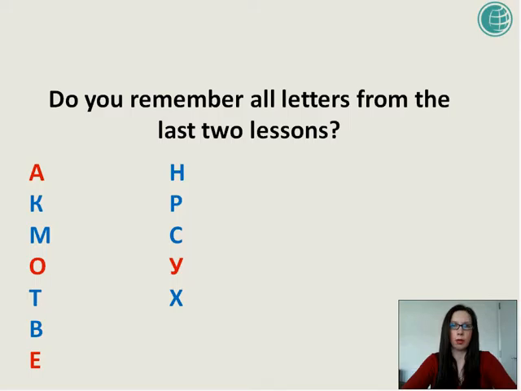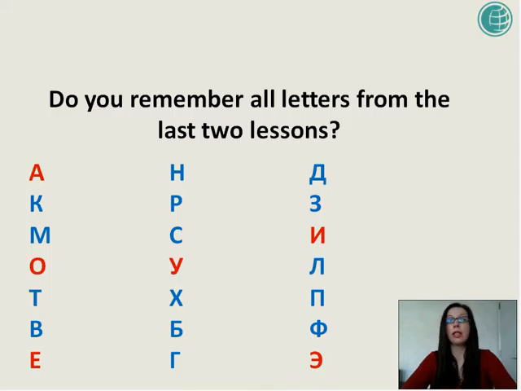And finally, the third category, letters that have similar sounds with English, but they have got very different symbols. B, G, D, Z, I, L, P, F, and E. These are all letters that we have already learned.